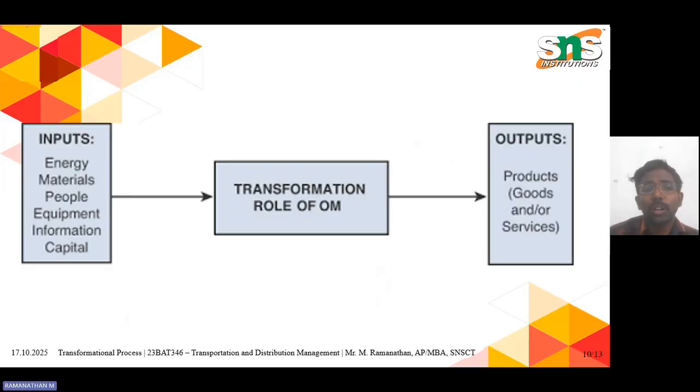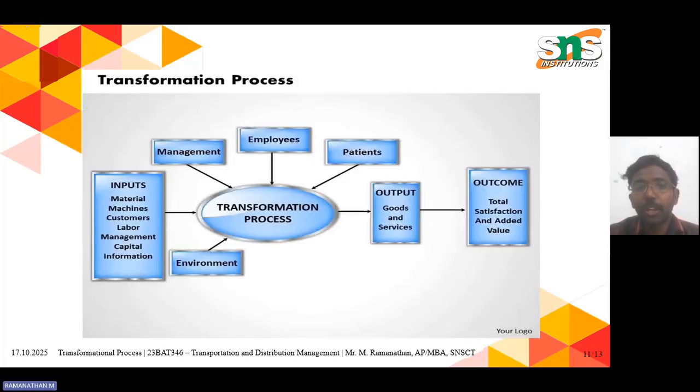Now we are going to see the transformation in operation management. There will be a number of inputs, and from those inputs we will convert them into output. A transformational process is involved in operation management. The inputs are energy, material, raw material, people, human power, equipment, tools, information, capital, other machinery and technologies. After the transformation process, they are converted into products like goods or services. This is what we call a transformational process.